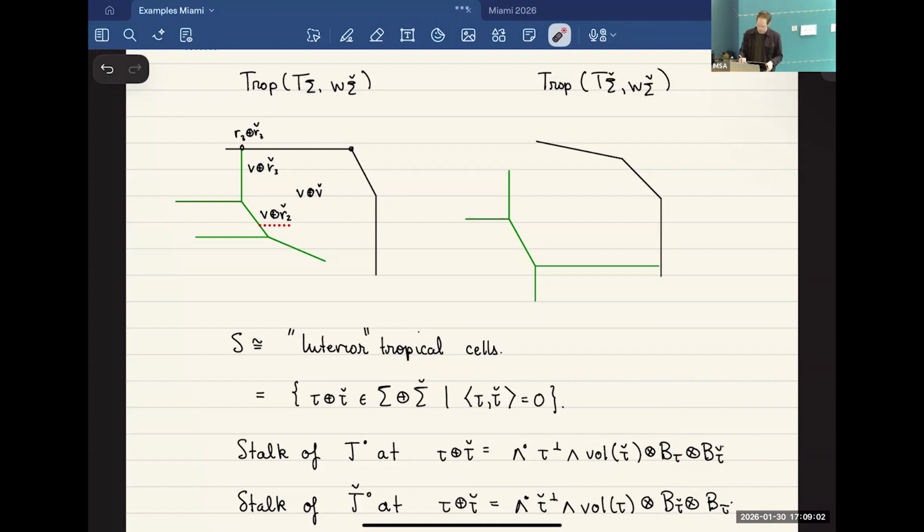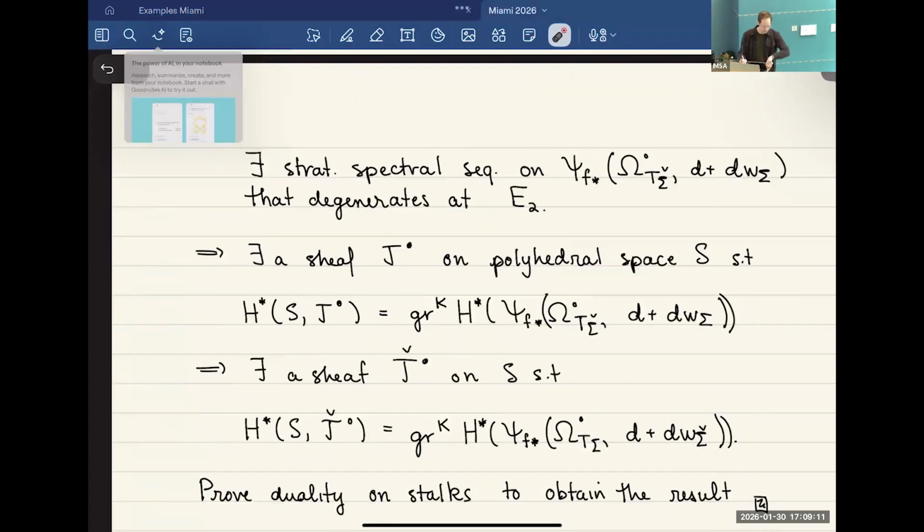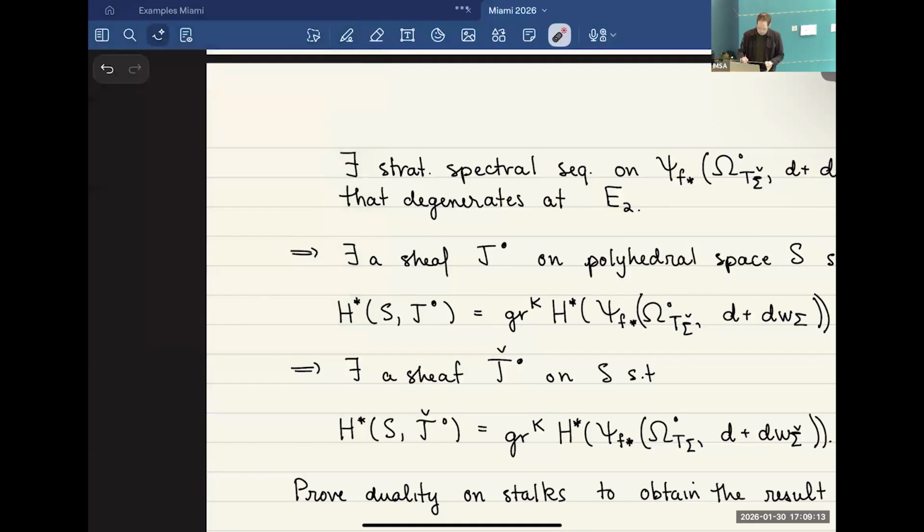Okay, and so you can kind of see if you do this dually, you just get, there's some linear algebra here to show that those are dual, but that's easy. Okay, so that's roughly what goes on in this proof.